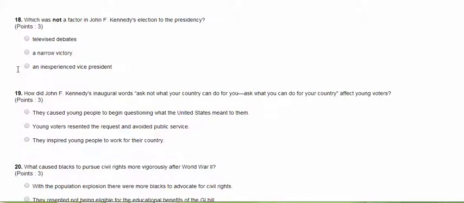Number 18, which was not a factor in John F. Kennedy's election to the presidency? Televised debates, a narrow victory, or an inexperienced vice president.